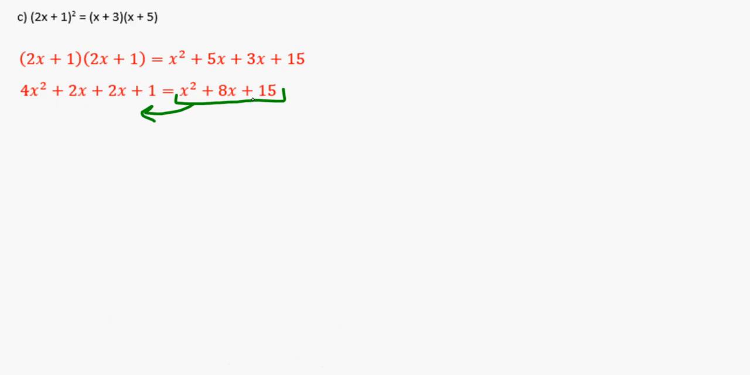Mr. Wills, can I go to the other side? Absolutely, but I like having a positive a value. I mean, you can do it with a negative a value, but I like the positive a value.